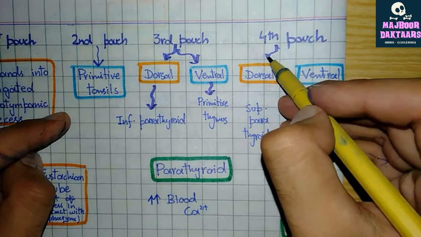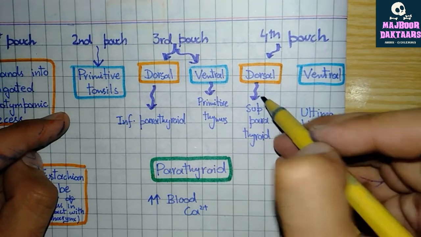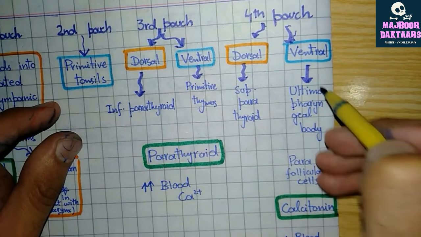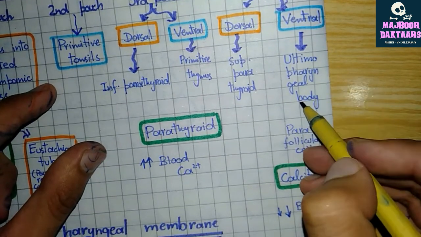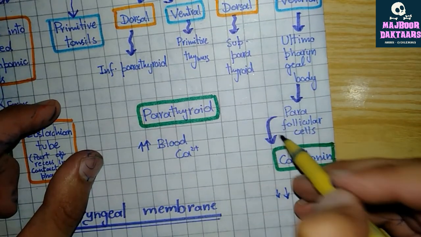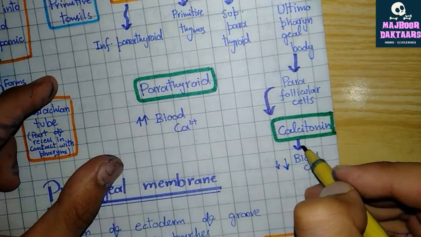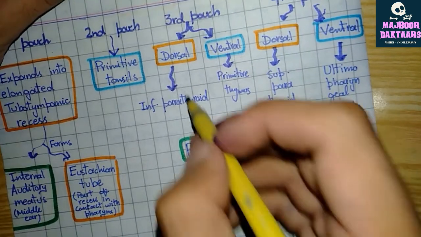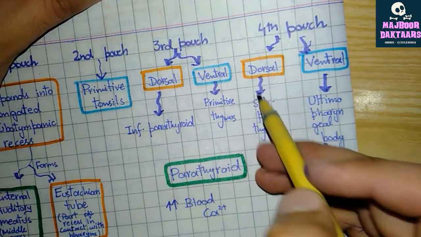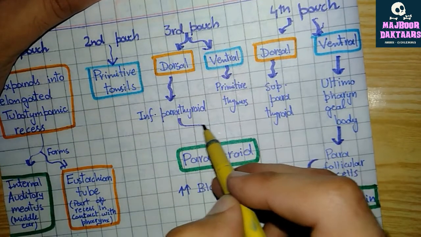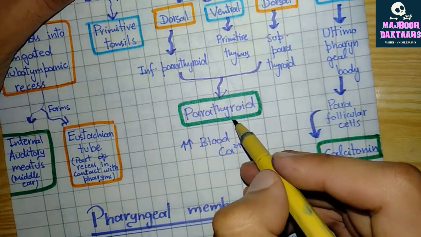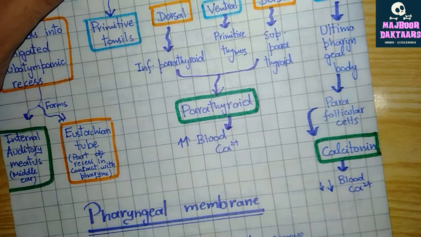Similarly, the dorsal portion of the fourth pouch gives rise to the superior parathyroid gland, while the ventral portion gives rise to the ultimobranchial body, which differentiates into parafollicular cells, and we know that parafollicular cells secrete calcitonin, which decreases the blood calcium level. Now, if we give an overview, the dorsal portion of the third pouch gives rise to the inferior parathyroid gland, and the fourth pouch dorsal portion gives rise to the superior parathyroid gland. Both of these collectively secrete the parathyroid hormone, which increases the blood calcium level.